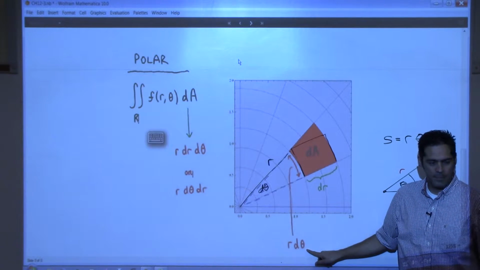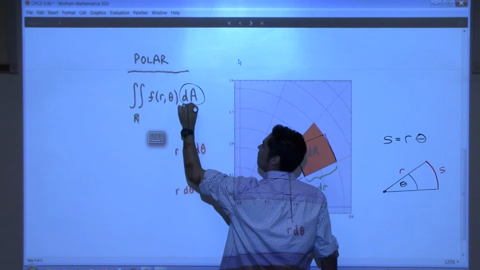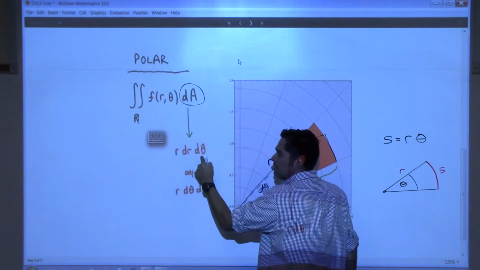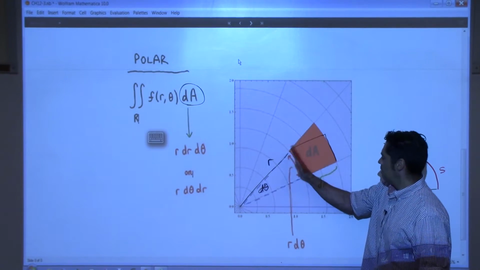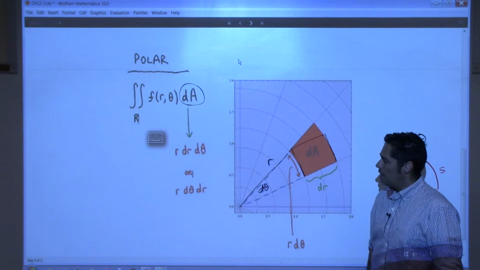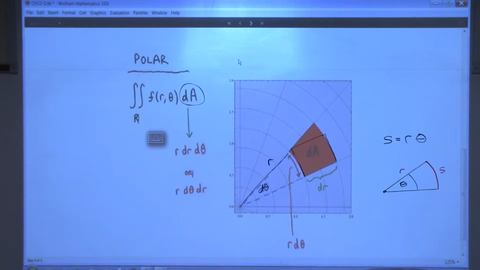Understand that? Yes? Okay, so dA becomes r dr d theta. These three things multiplied together. This times this, yeah? And it doesn't matter what order we do this in. Questions?